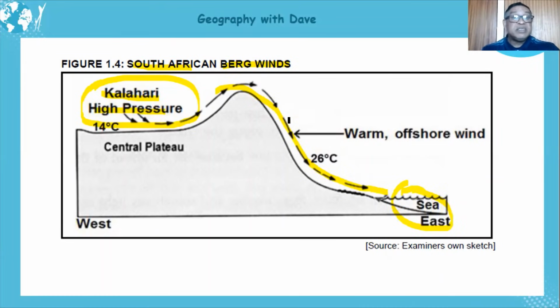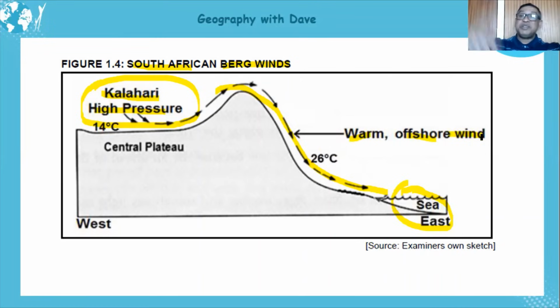But still, you can answer this because he spoke about the Berg wind. Can you see? There's something, but there's no coastal low. But you know, in a Berg wind, you must have a coastal low. So it's not necessarily to put that information there. All right. Warm offshore wind moving from land to sea.